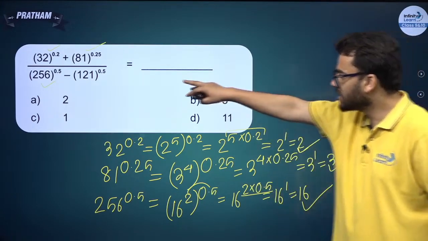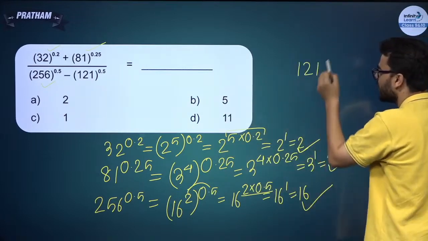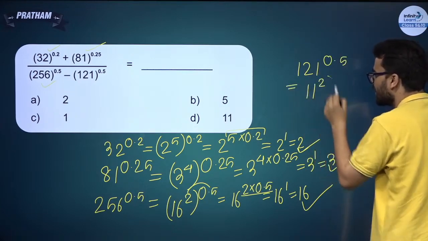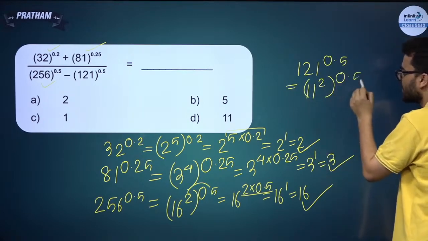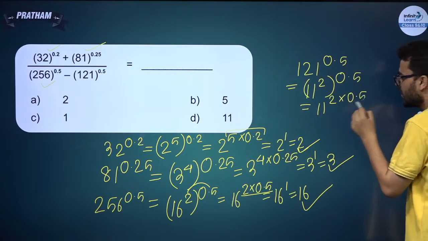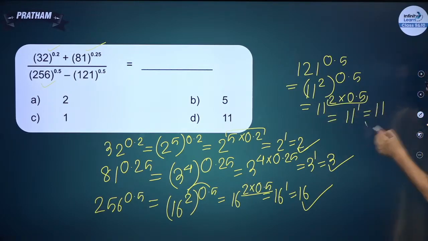Now the last part is 121 raised to the power 0.5. 121 raised to the power 0.5. So over here as well, 121 I can write 11 square, the whole raised to the power 0.5. So power of power, it will get multiplied. 2 into 0.5 will be 1 only. So this is nothing but 11. I hope this is clear to every student over here.